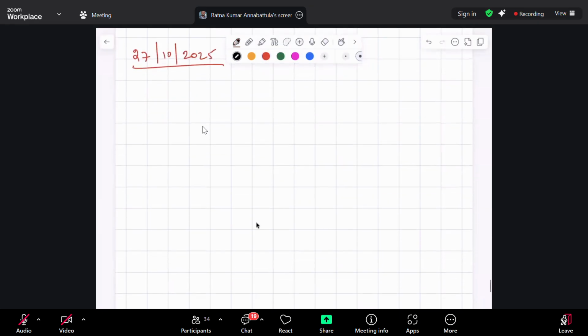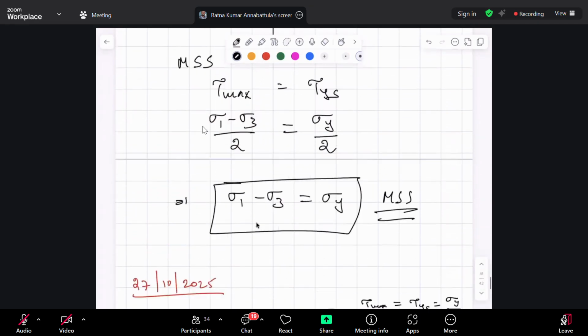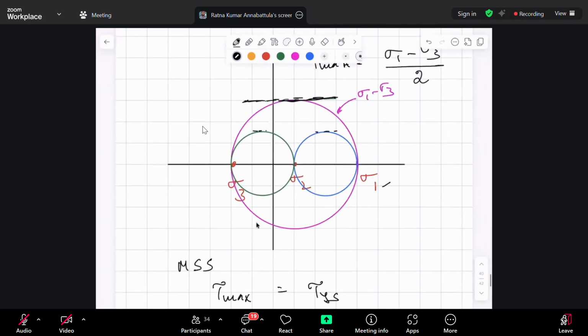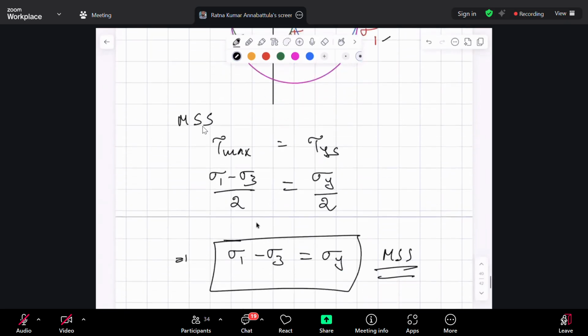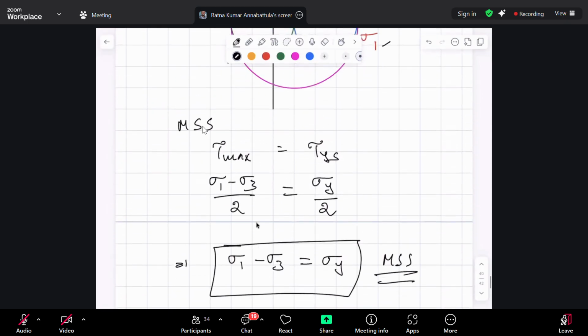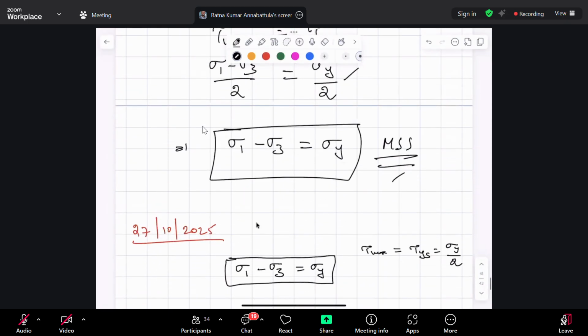So the statement of maximum shear stress theory is sigma 1 minus sigma 3 is equal to sigma y. What we are saying is that when the maximum shear stress becomes equal to the shear yield strength of the material, which is nothing but one half of the normal yield strength, failure occurs. When you have a stress state where sigma 1 is largest, sigma 2 is intermediate, and sigma 3 is smallest, the maximum shear stress will be sigma 1 minus sigma 3 by 2, and sigma 1 minus sigma 3 by 2 is equal to sigma y by 2.